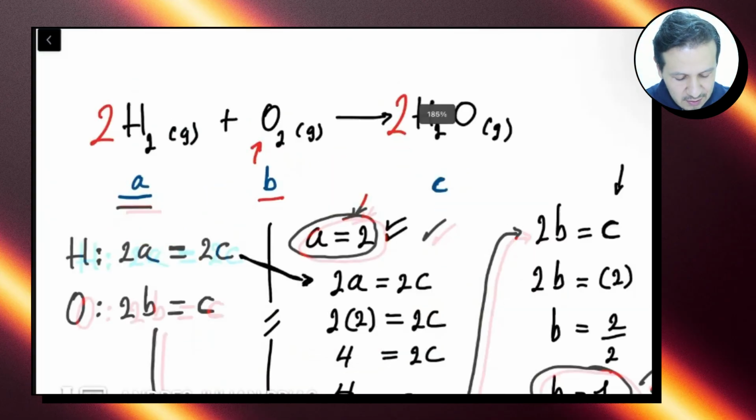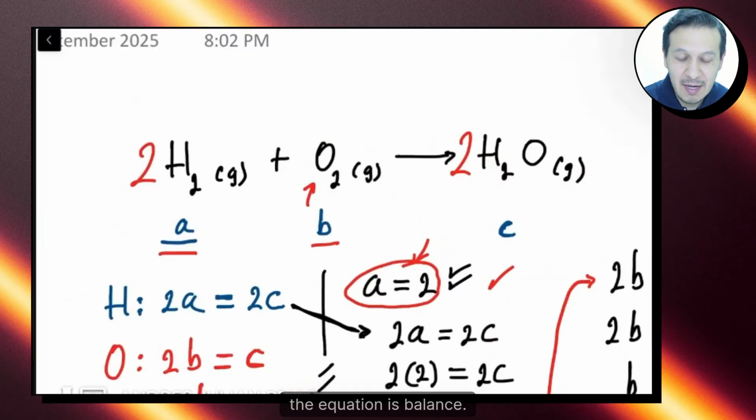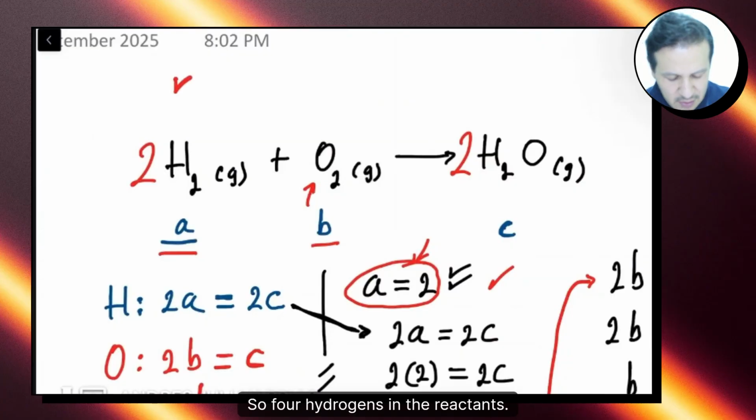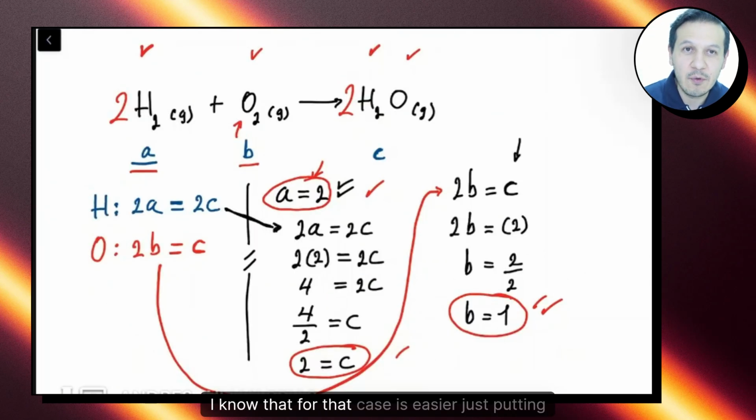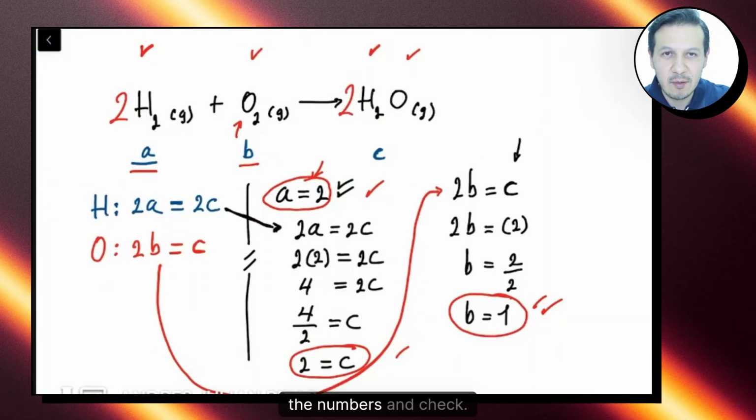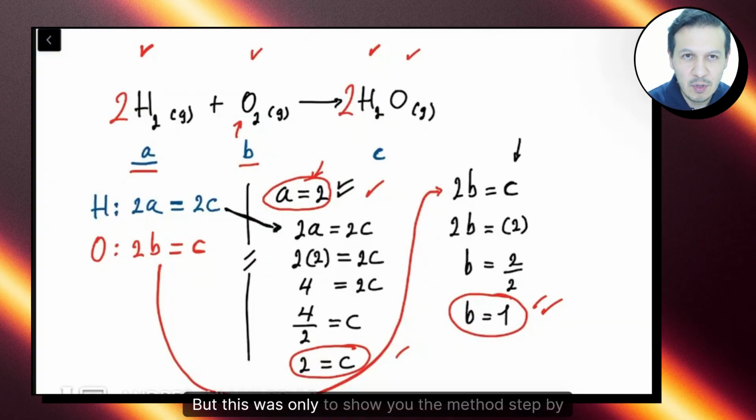If you check, the equation is balanced. So 4 hydrogens in the reactants, 4 hydrogens in the product, we have 2 oxygens in the reactant, we have 2 oxygens in the products. I know that for that case it's easier just putting the numbers and check, but this was only to show you the method step by step.